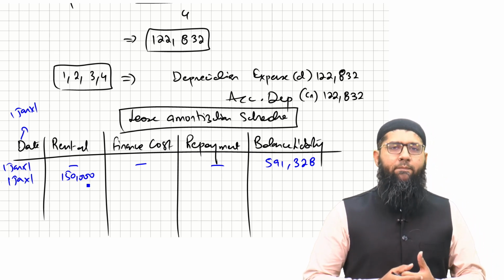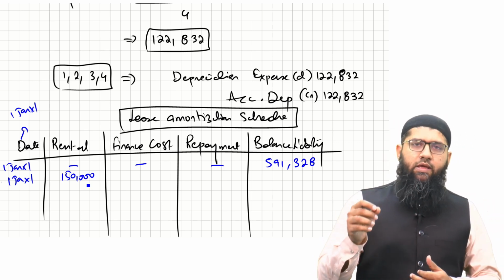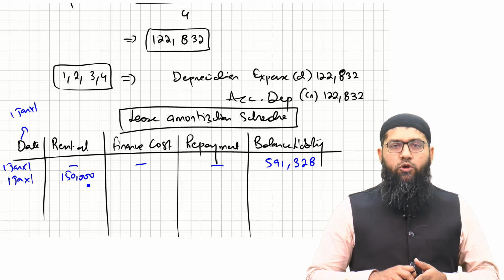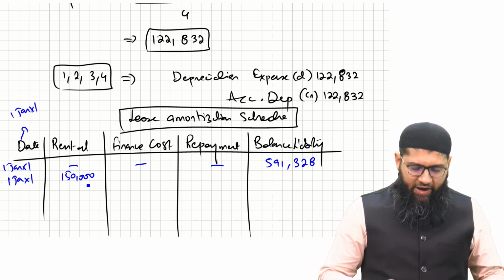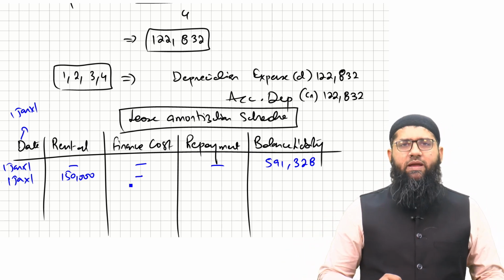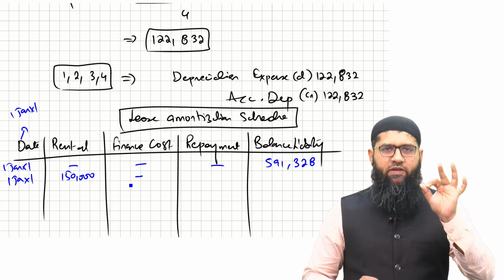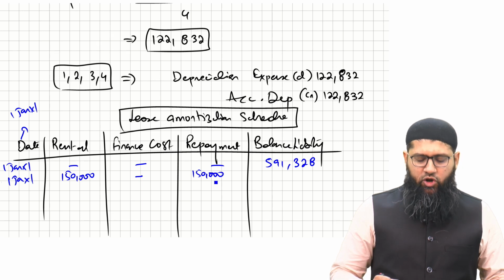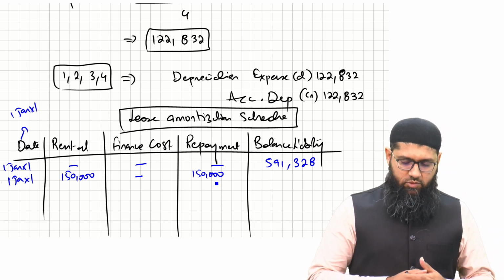But over here, what is happening? The first day when you have actually obtained the asset under the lease, what are you up to? You are actually paying the rental on the same date. So if you are paying the rental on the same date, the finance cost is going to be 0. And the entire 150,000 is going to be shown as a repayment.